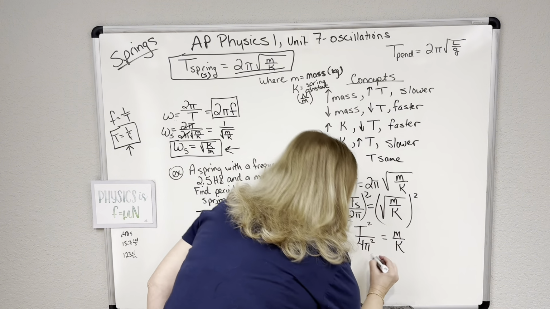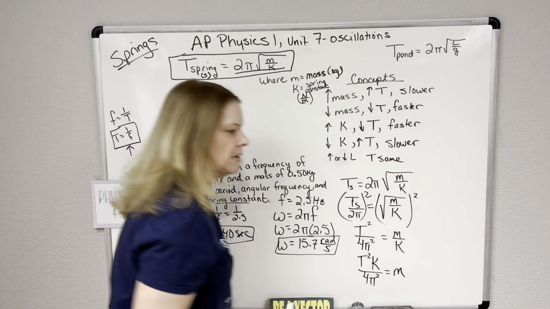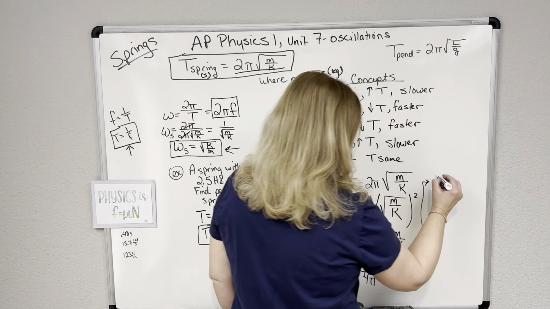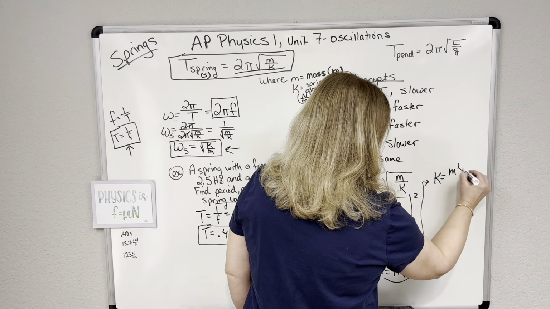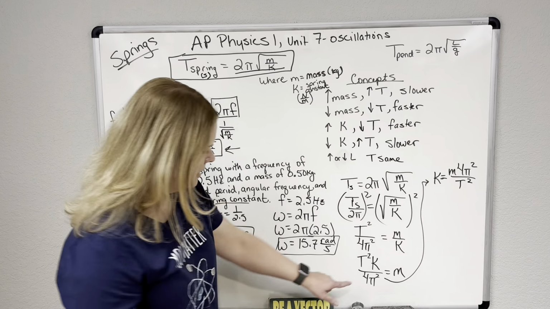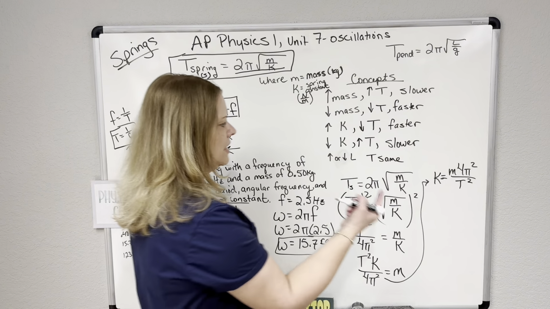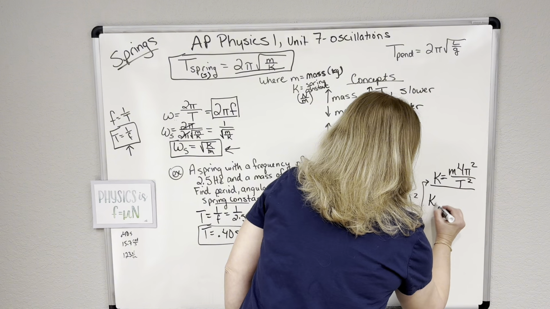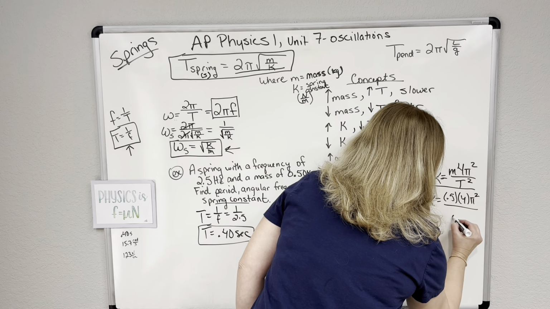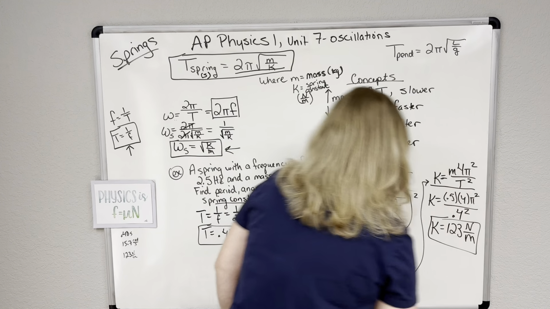I'm going to now multiply by k. So I get T squared times k over 4 pi squared equals m. But remember, I'm looking for k. I'm going to come all the way over here, and I'm going to say k equals m times 4 pi squared over my period squared. All I did was multiply both sides by 4 pi squared, and I divided by my period squared. And you get this expression for k. Now I can plug in numbers. The mass was 0.5, we have 4, and we have pi squared. Our period was 0.4 squared, and you get k is 123 newtons per meter, I believe.